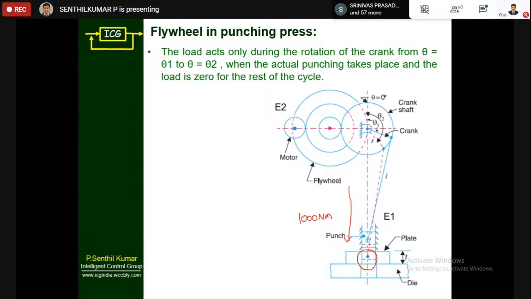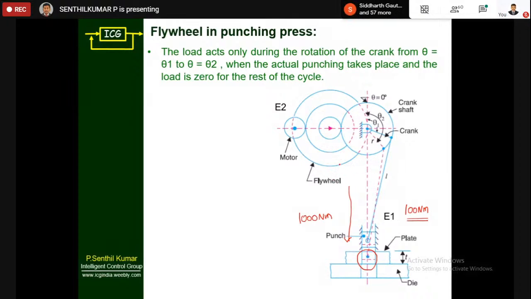But after making the punch, what happens? It will go back. During the return motion, you don't need any energy or minimum energy. Say 100 Newton meter is enough. But earlier you applied 1000 Newton meter, so the same 1000 Newton meter will go back. So a lot of energy is wasted. Okay, so you can convert that energy loss into a useful purpose. That's why we have the flywheel.